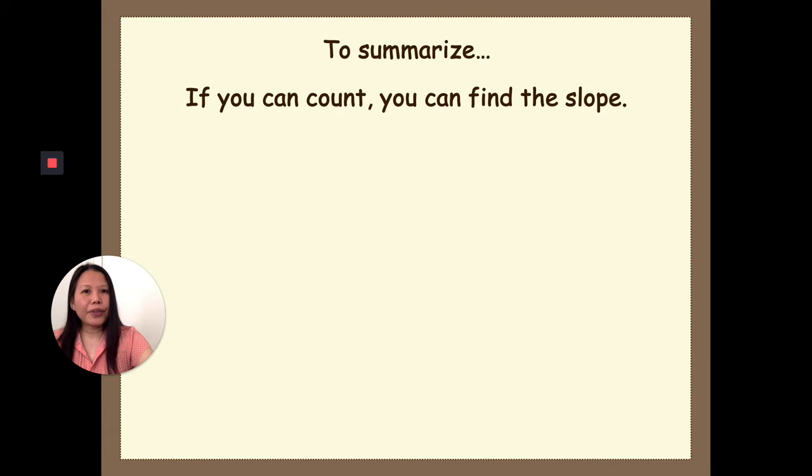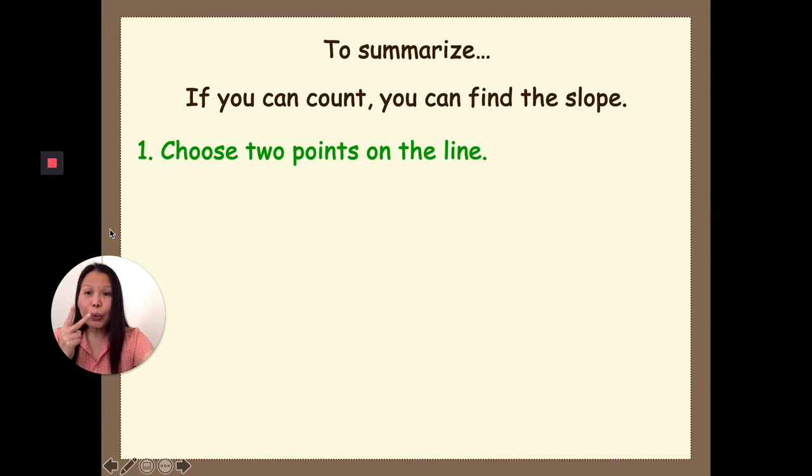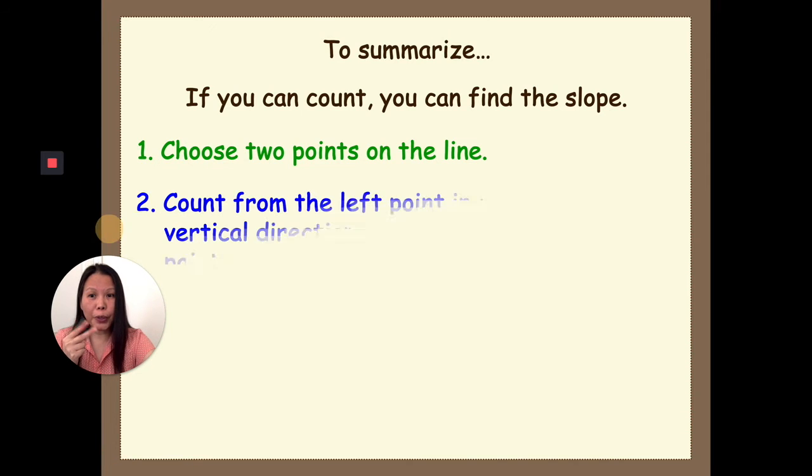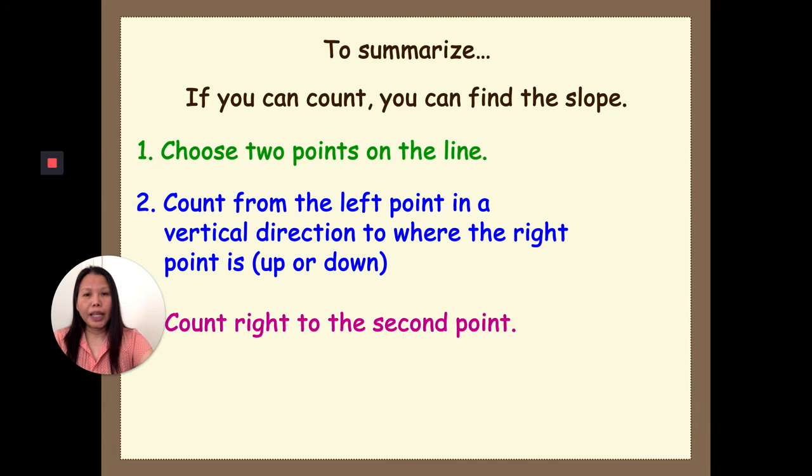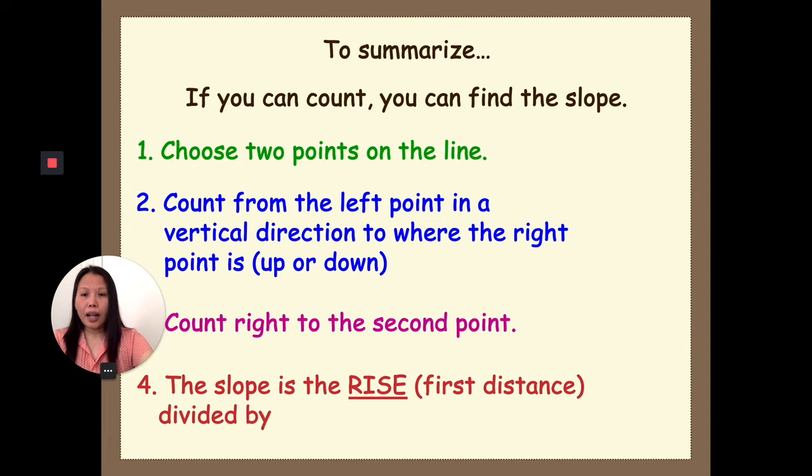To summarize, if you can count, you can find the slope. Choose 2 points on a line if it's not chosen for you. Count from the left point in a vertical direction to where the right point is, up or down. Count right to the second point. The slope is the rise divided by the run.